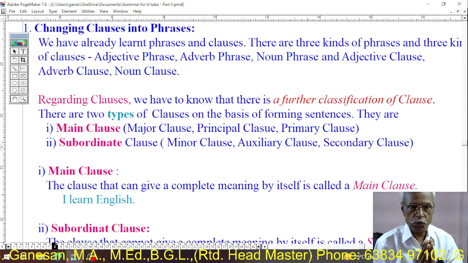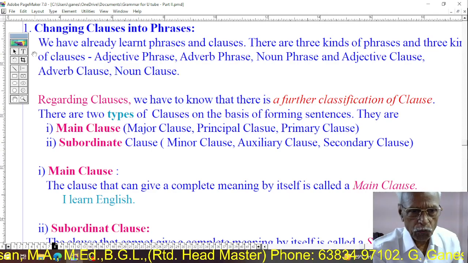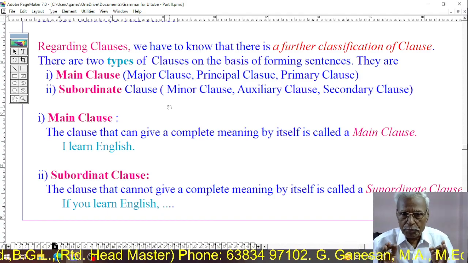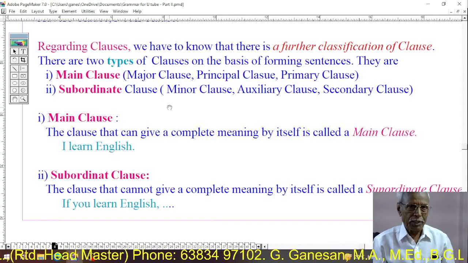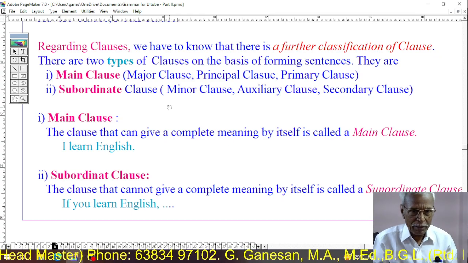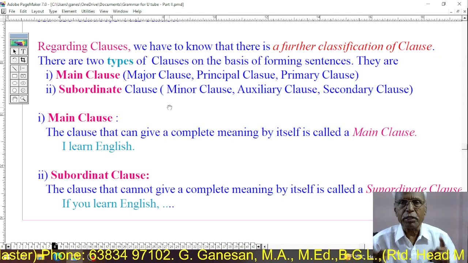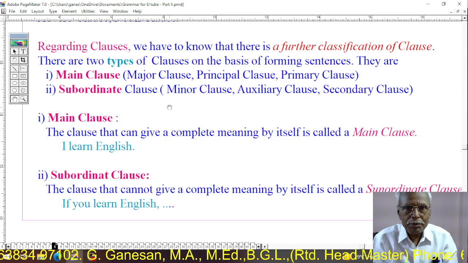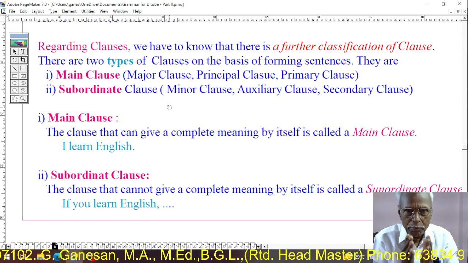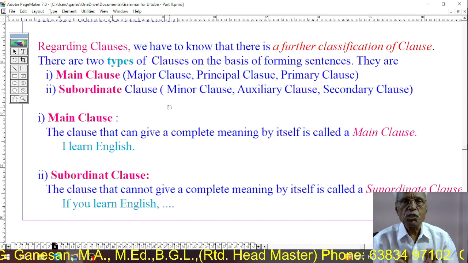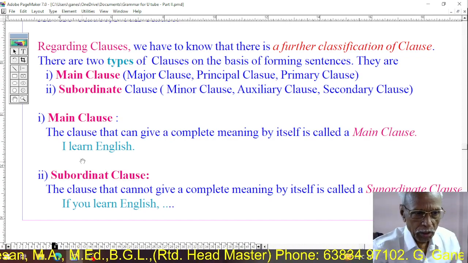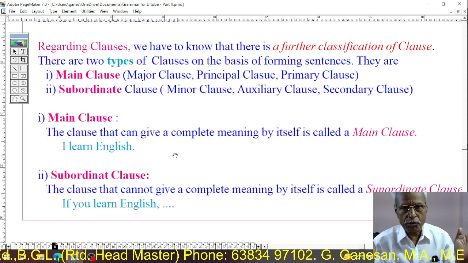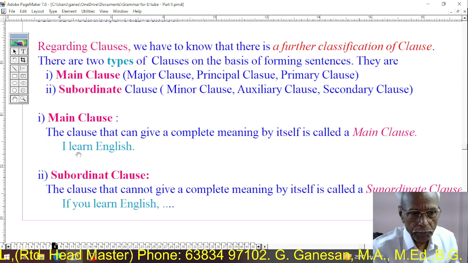So the main clause and subordinate clause have other names also. What is the main clause? The clause that can give a complete meaning by itself is called a main clause. That is, if a sentence can give a complete meaning by itself, it is called a main clause. Example: I learn English. It gives a complete meaning. So it is a main clause.